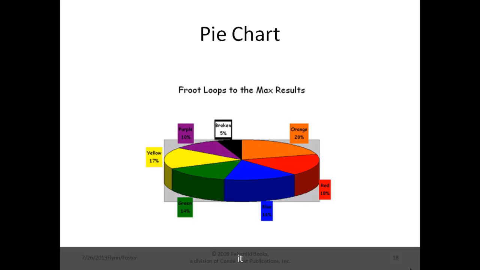Next is a pie chart, and they're good for showing percentages or proportions. So we'll be using pie charts a lot with your demographic information. And this is actually a really funny example of Fruit Loops to the max result. It's showing if you opened a box of Fruit Loops and counted all the different colors, what percentage of each color would be in a box of Fruit Loops.